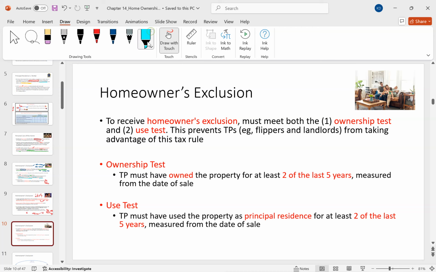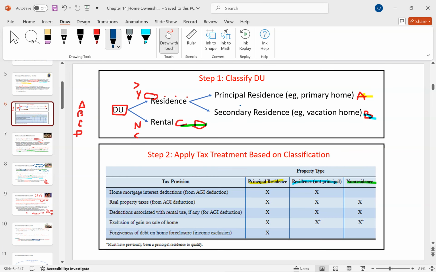In order to qualify for that, you have to meet an ownership test and a use test. It basically says you have to have owned that property for at least 2 of the last 5 years, measured from the date of sale. And likewise, that property must have been your principal residence for 2 of the last 5 years, measured from the date of sale. So in other words, it's got to be this guy right here.